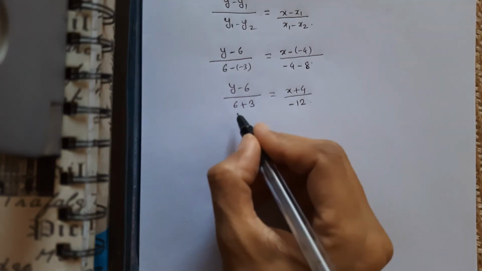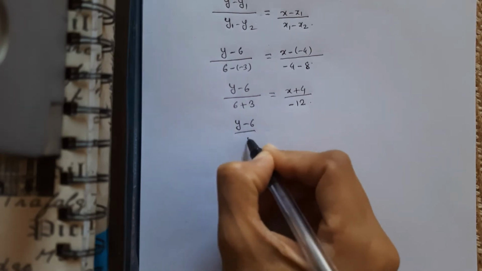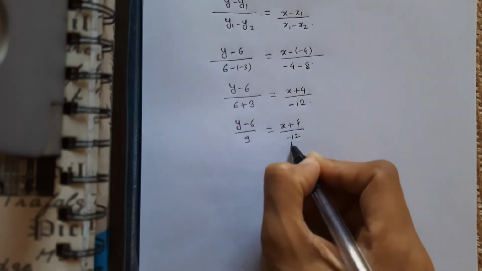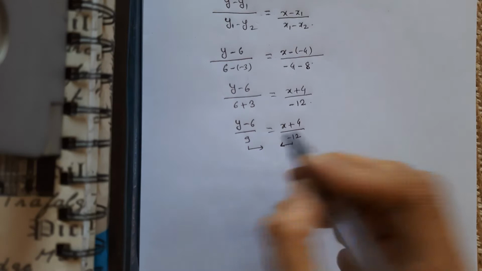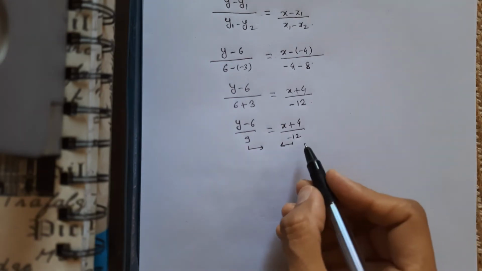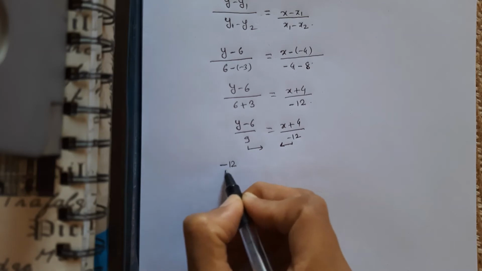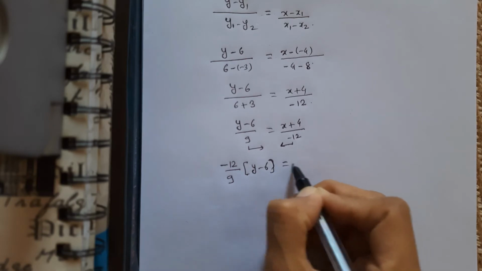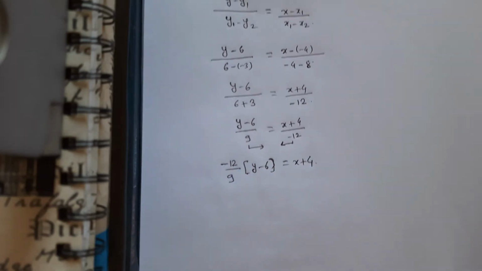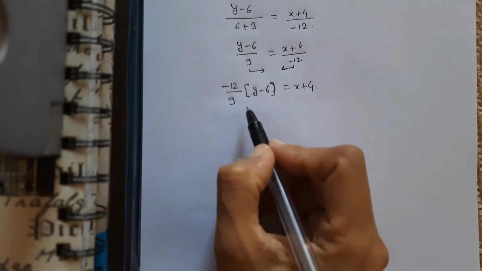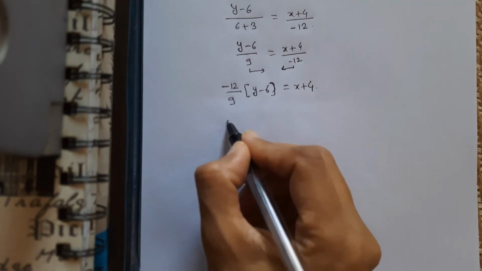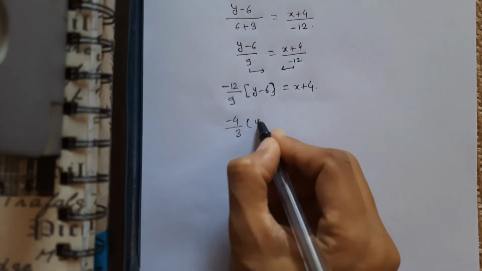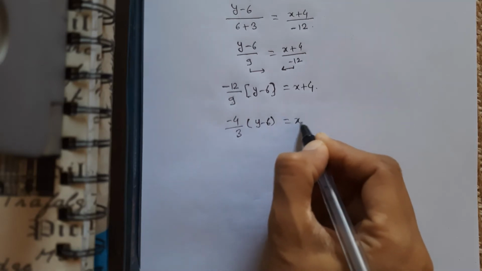So I'll just write it: y minus 6 upon 9 equal to x plus 4 upon -12. Just take this 12 to this side and 9 to this side. We just want to simplify it. So -12 upon 9 into y minus 6 equal to x plus 4. So this gets cancelled by 3. -4 upon 3, since 3 3s are 9, 3 4s are 12, into y minus 6 equal to x plus 4.